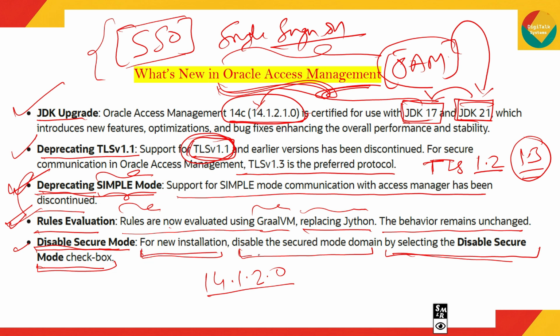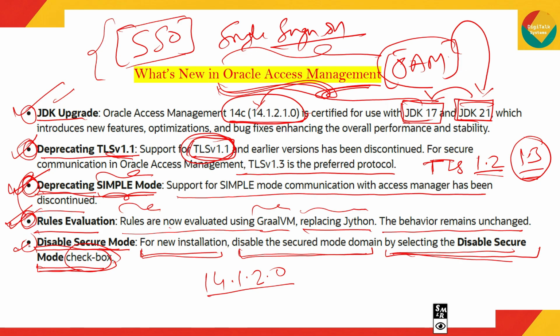For new installations, disable the secure mode domain by selecting the disable secure mode checkbox. So these are the changes in the Oracle Access Manager in the new 14.1.2.0. JDK now supports 17 and 21. TLS 1.1 is completely deprecated. Now you have to go for either 1.2 or 1.3. The simple mode of encryption between WebGate and OAM is completely deprecated.